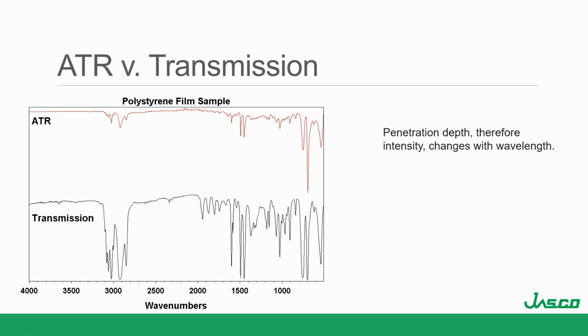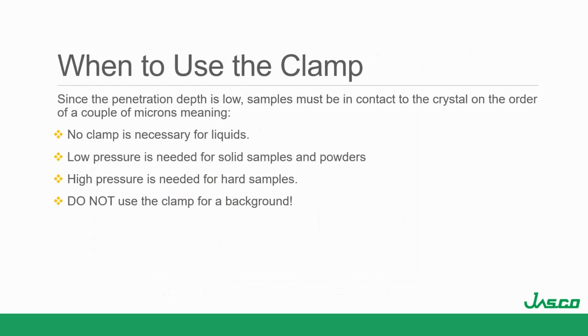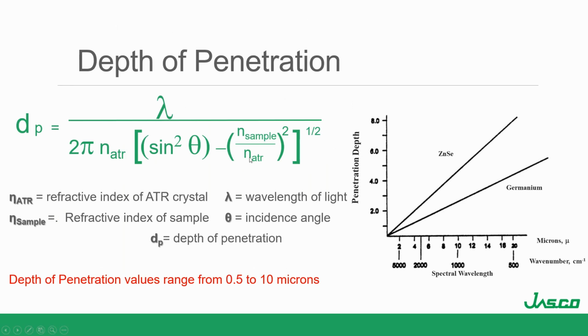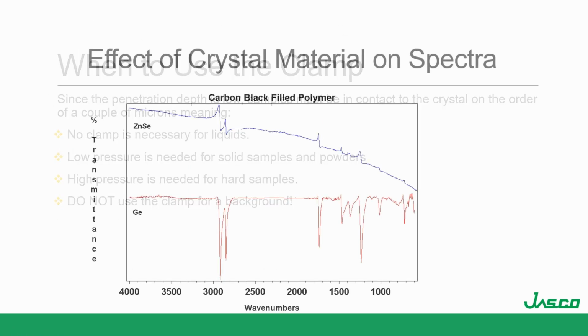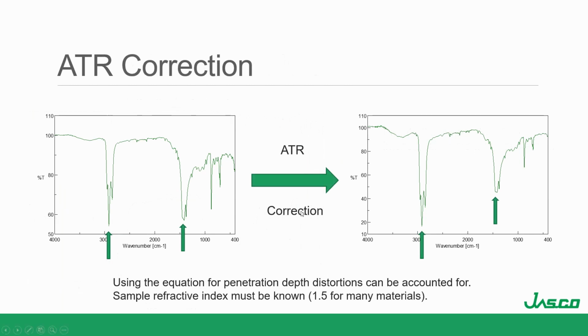So the computer can actually use the penetration depth equation to solve for what the intensity should be. And that's the ATR correction. So this is a sample; again, see these peaks are the same height. It undergoes a correction, and this one is higher than this one. To do this, you do need to know the refractive index of the sample. And I'll tell you now, most of the time, for most organic molecules, it's 1.5.